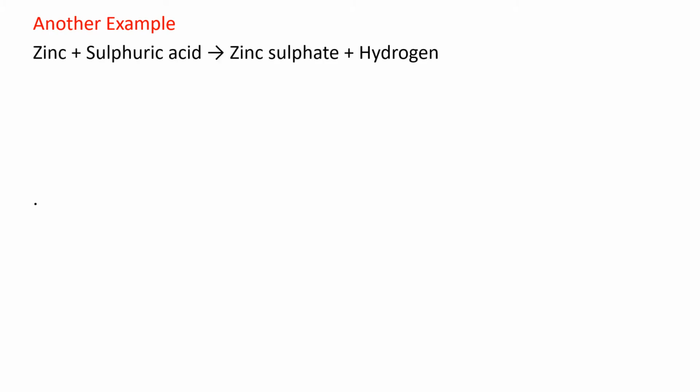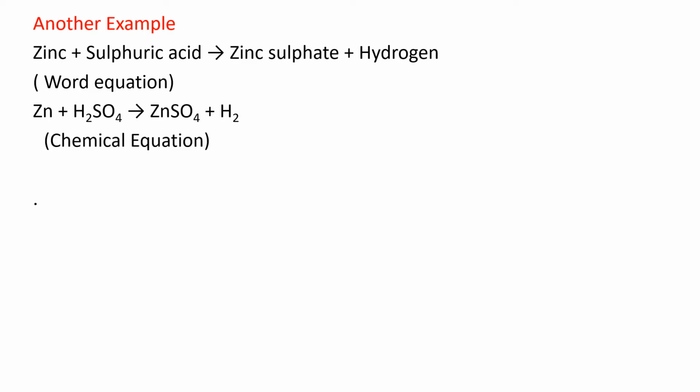So let's see another example for balancing equations. The experiment that we have seen before, zinc plus sulfuric acid gives rise to zinc sulfate plus hydrogen. So what form of equation is this? This is a word equation. What have I written now? Zn plus H2SO4 gives rise to ZnSO4 plus H2. It is the same previous equation, but it is the chemical equation. Hope now you have understood the difference between a word equation and a chemical equation.